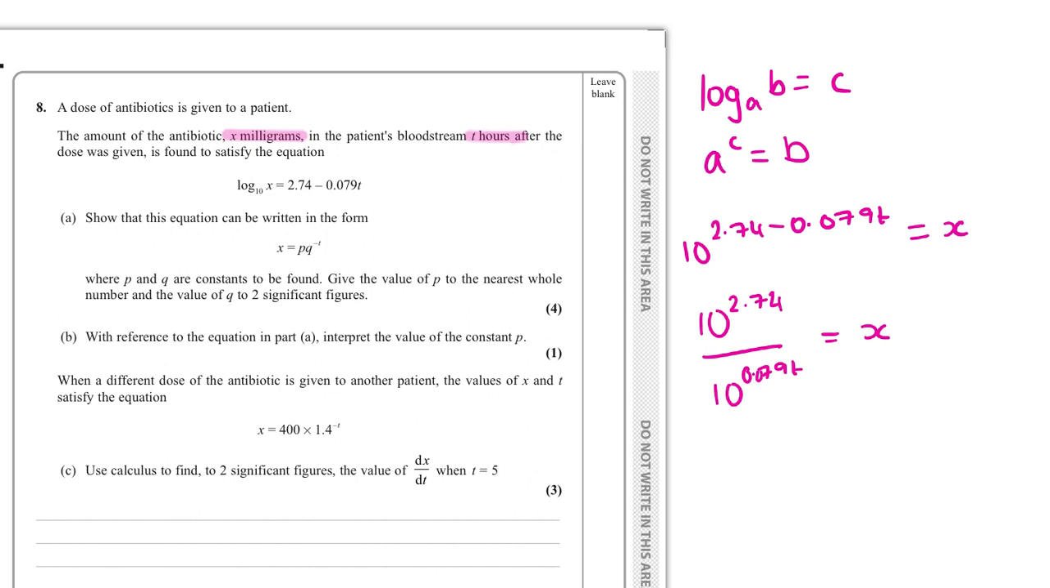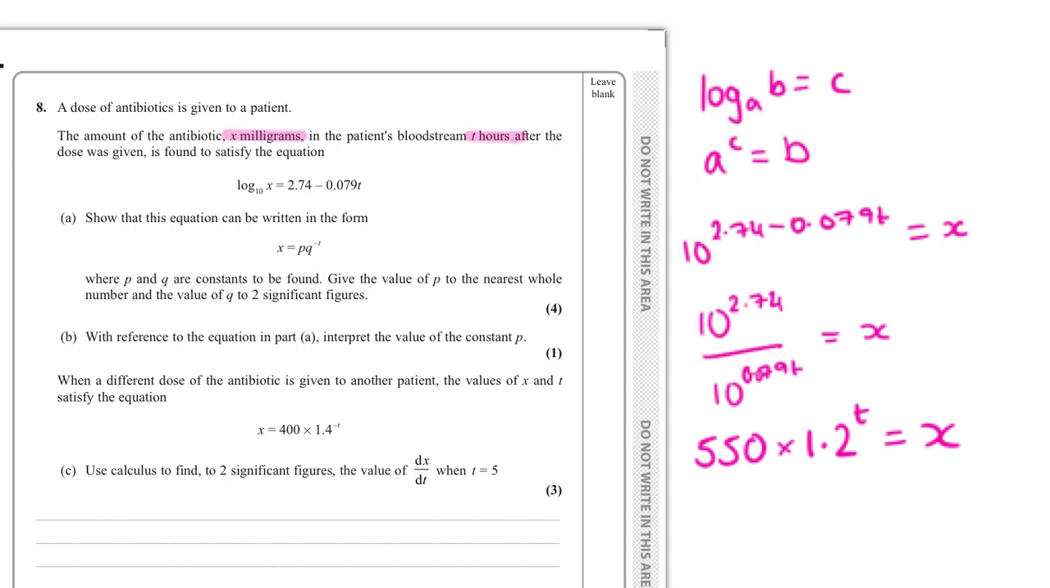Okay, so it has told us p and q are constants to be found. Give the value of p to the nearest whole number. First of all, 10 to the power of 2.74 is 549.5, so that's 550, times, and then it wants the value of q to 2 significant figures, so 10 to the power of 0.079 is 1.2 to 2 significant figures, to the power of t equals x. So there we go, nice and simple, we found it all out.